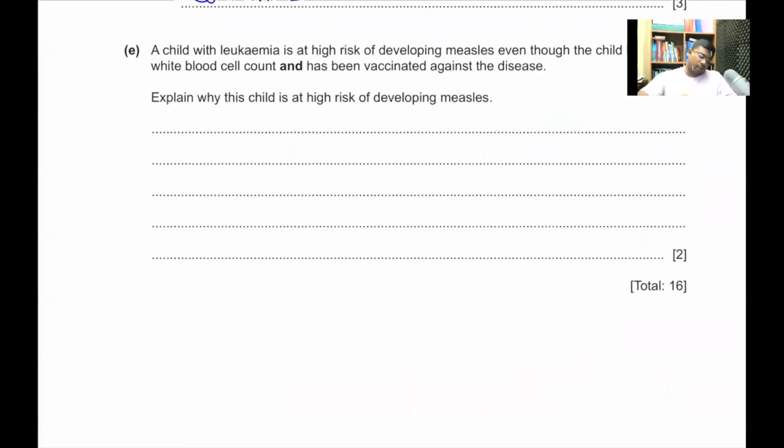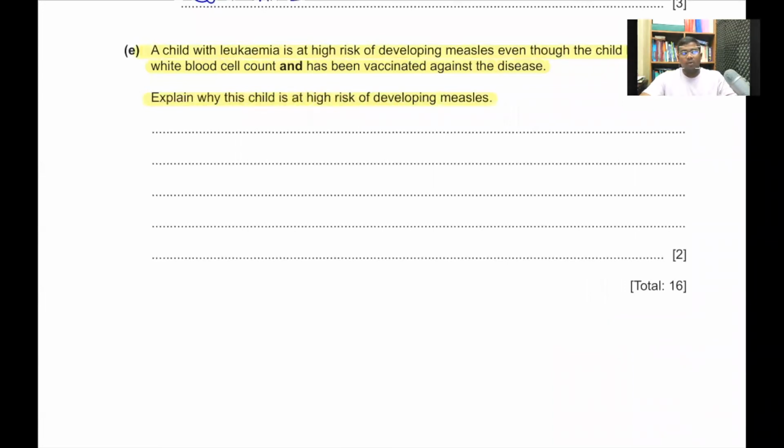Part E. A child with leukemia is at high risk of developing measles even though the child has a high white blood cell count and has been vaccinated against the disease. Explain why this child is at high risk of developing measles.